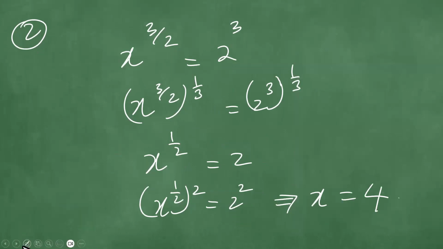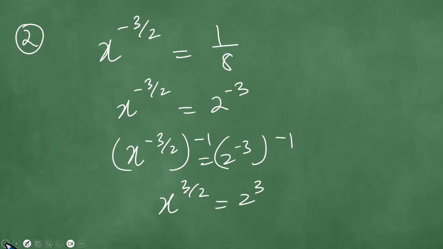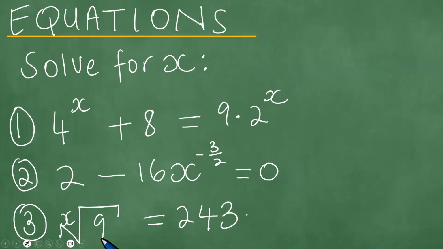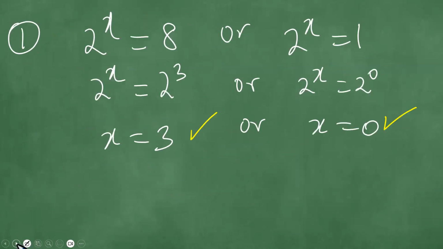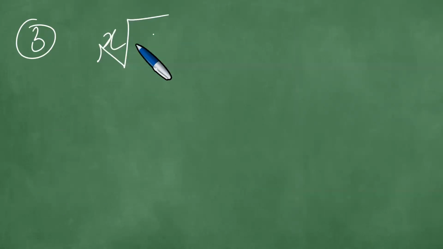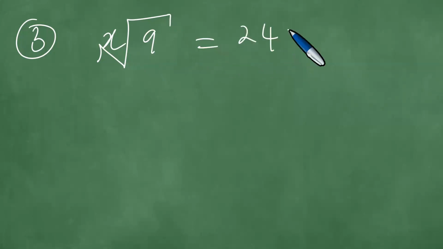Okay, let's try this question. This is recorded, so you'll have access to the full recording, so do not stress much. Now, the x root of 9 equals 243. Get started with it, please.